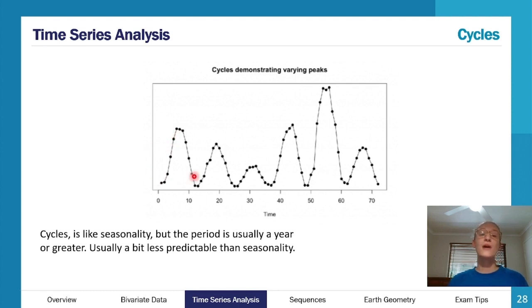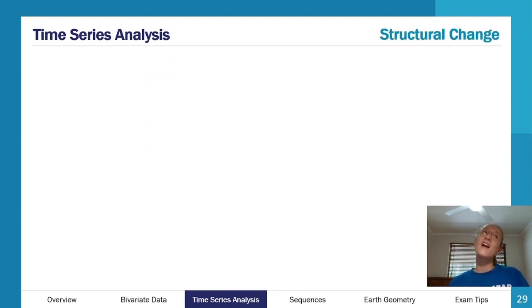So with cycles, we're actually looking at really long-term trends and patterns. This could be months, or this could be years passing. So we're looking at really long-term repeating patterns and trends. And again, they're usually a bit less predictable than seasonality. So that's really important to keep in mind, the difference between seasonality and our cycles.